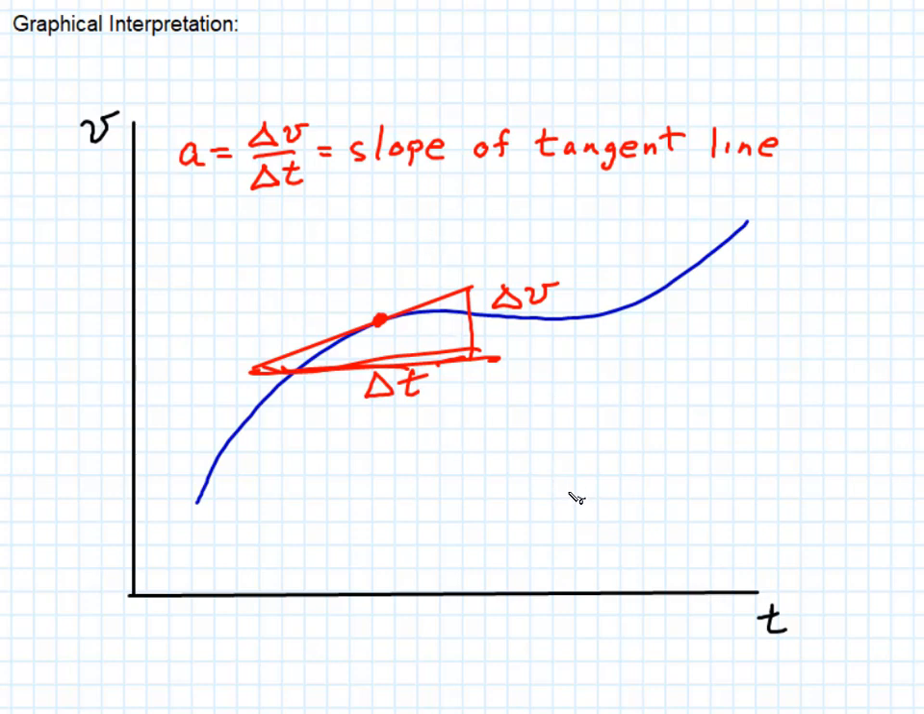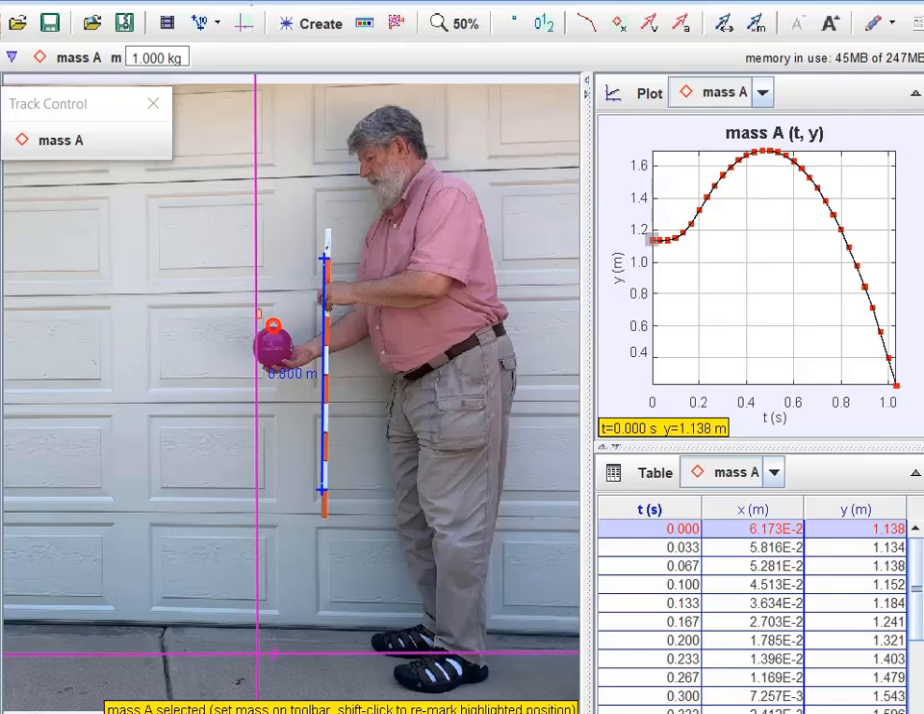Let's look at a concrete example. We're going to look at some motion graphically here. Here I'm generating some data, and we're going to plot it over here. The graph is going to show how it moves. Y is the vertical position, versus time. So Y versus T is the up and down motion compared to time.